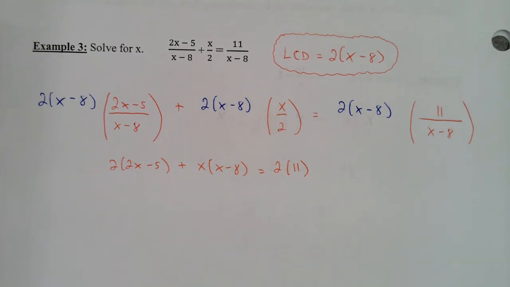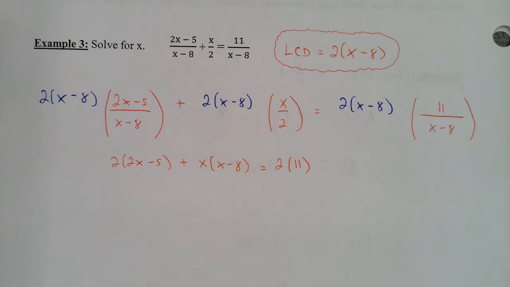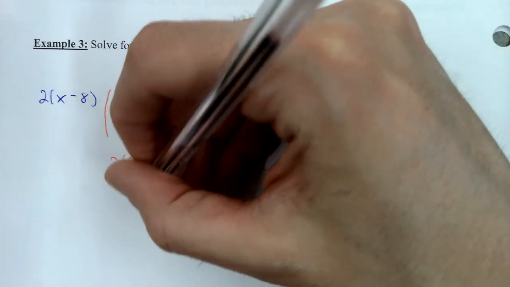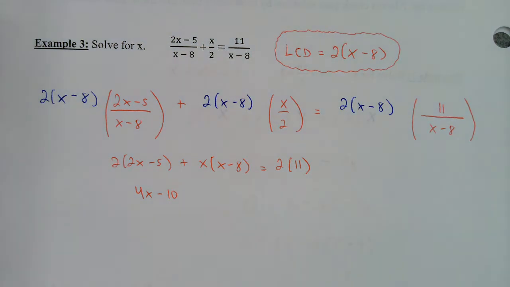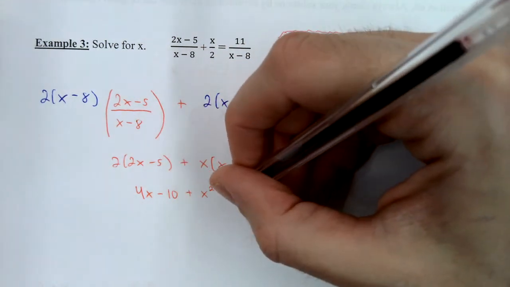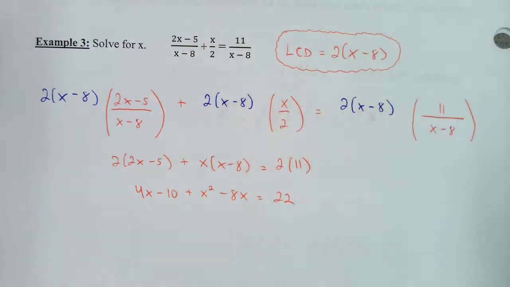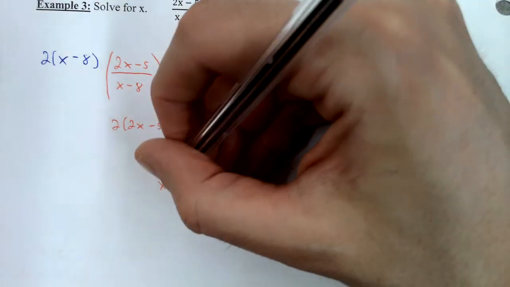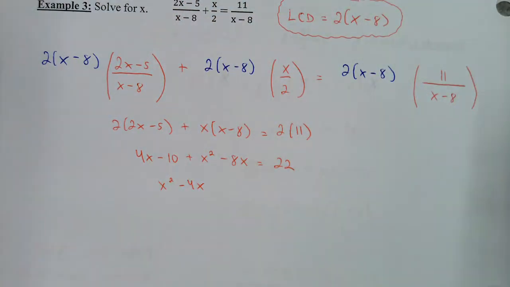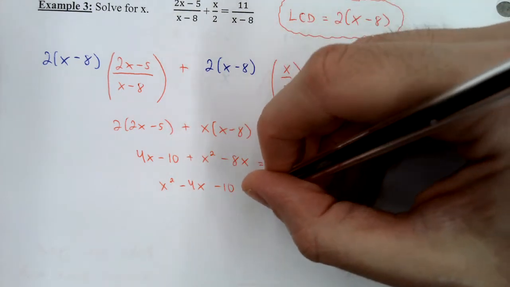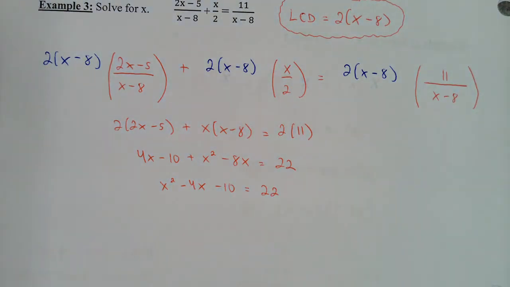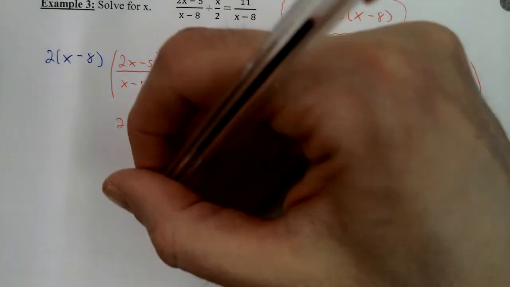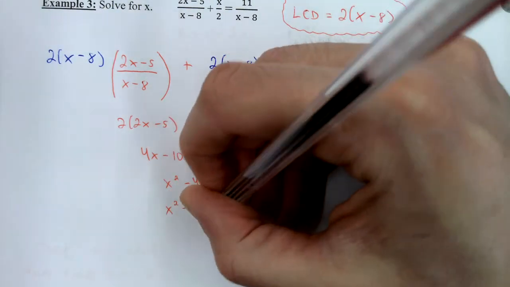Okay, let's see what we got. We're going to have to distribute: 4x minus 10 plus x squared minus 8x equals 22. So combine like terms on the left, we get x squared minus 4x minus 10. I'm going to try to solve this by factoring, so I'm going to get it equal to 0, subtract 22 on each side: x squared minus 4x minus 32.